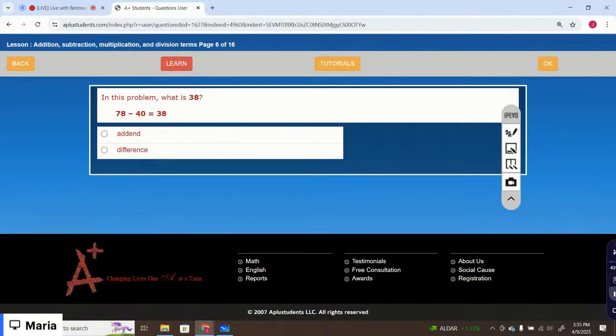In this problem, what is 38? 78 minus 40 equals 38. 38 is the difference. Option number 2 is the correct option. 38 is the difference of 78 and 40.